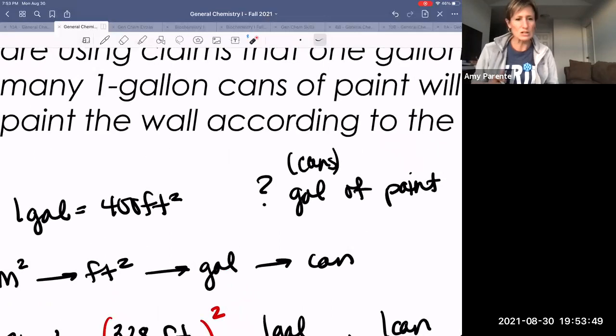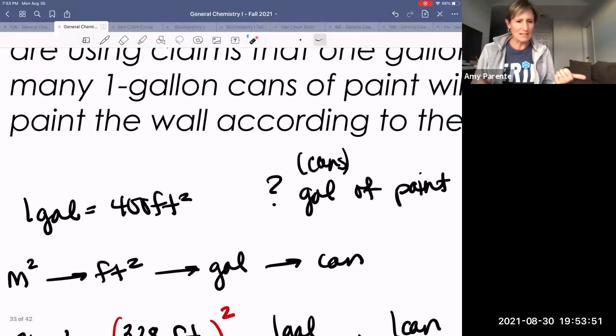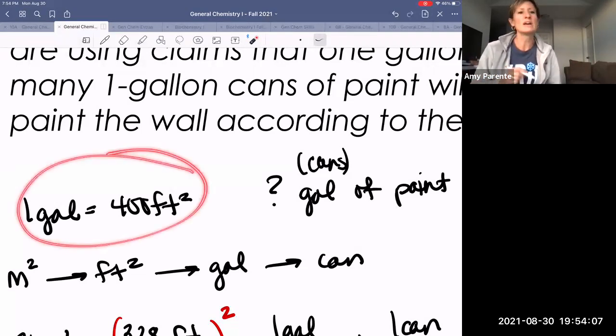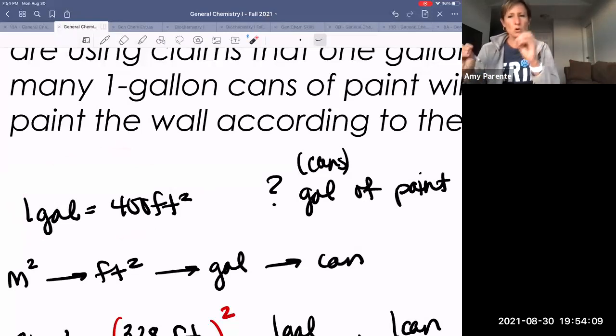Before I look at the solution, I know that 1 gallon will cover 400 square feet. So that's an equality piece, right? 1 gallon equals 400 square feet. Sometimes one of the things you're going to need to do when the problem is given to you as a word problem is recognize how words are telling us equalities. They're telling us these relationship unit conversion pieces. So 1 gallon equals 400 square feet.